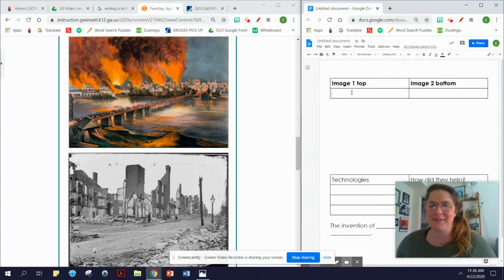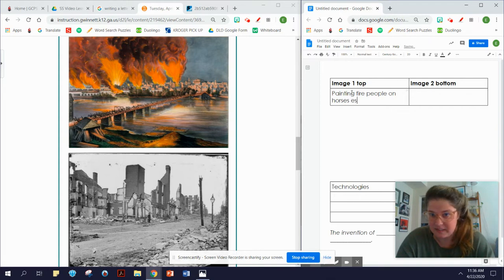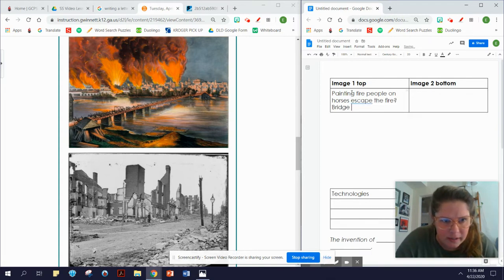Okay, welcome back. So I'm going to write down what I notice and what I see on the top and the bottom image. One of the first things that I noticed in the top image, it looks like a painting. I see fire. I see men or people on horses. Maybe they're trying to escape the fire. They're on a bridge. It looks kind of scary, doesn't it?